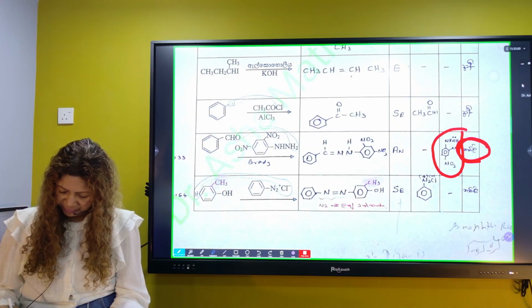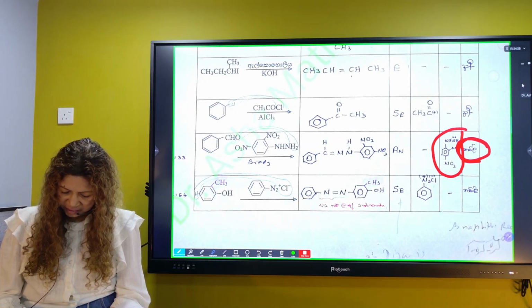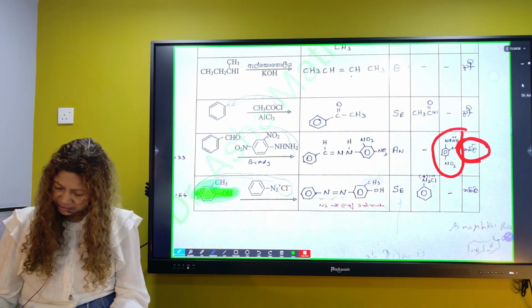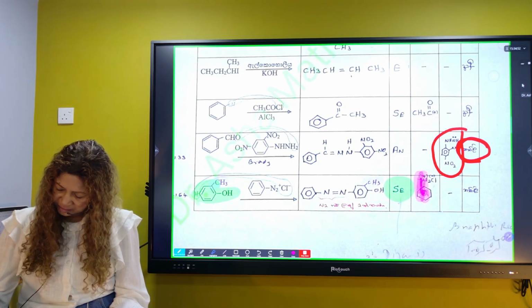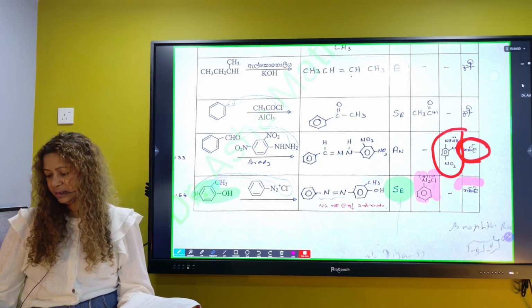With respect to phenol, this is a phenol, it's electrophilic substitution. Who is the electrophile? The diazonium, and that's again orange.